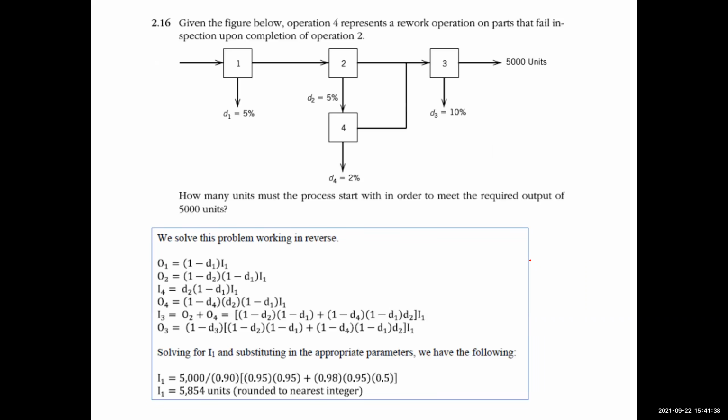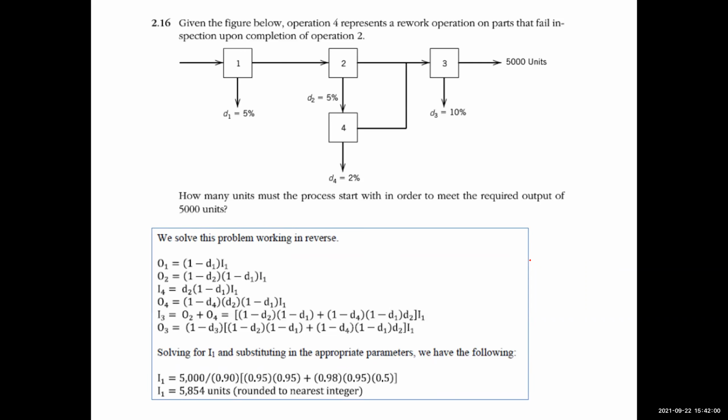So for the rest of the review, I brought some questions. I just selected these problems from the assignments to make sure that you understand how to solve them. We spent time solving a problem like this one in class.